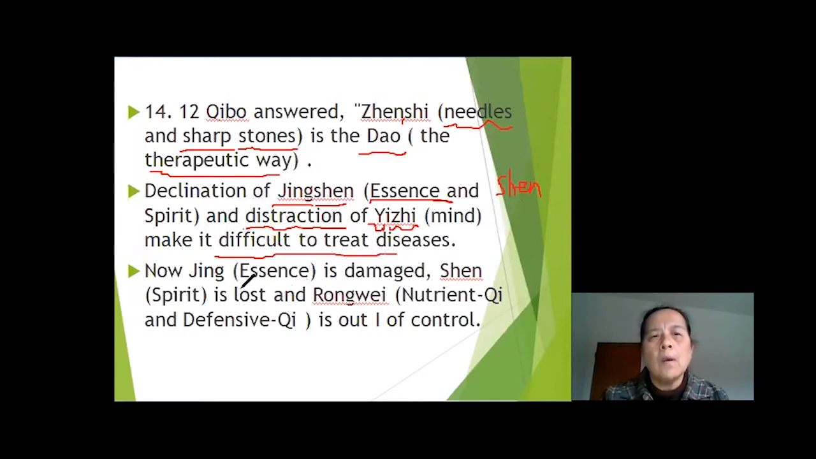So now the essence is damaged, the spirit is damaged or losing, and also Rong and Wei. Rong has the same meaning as Ying. Nutrition qi and defending qi are out of order. It means not under control.